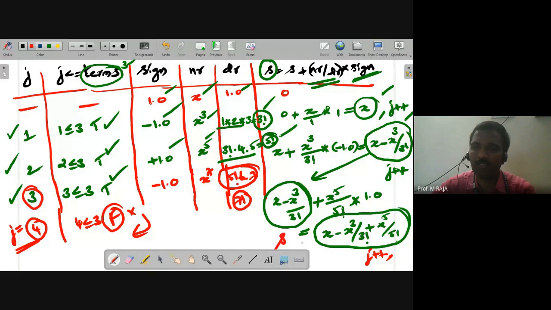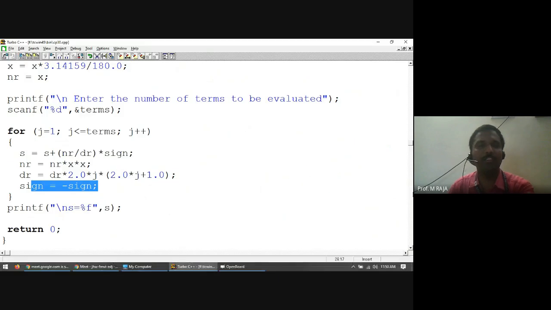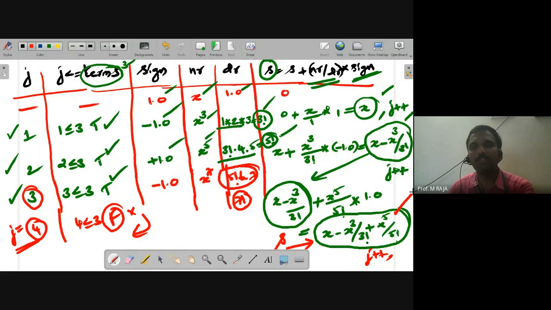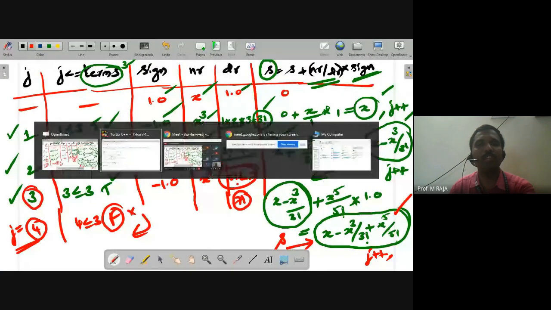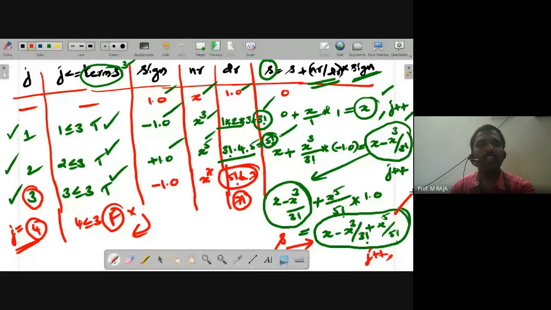Current s, right, this is the updated value: x minus x cube by 3 factorial plus x power 5 by 5 factorial. Since we have terms as 3, the first 3 terms in that sequence are x, x power 3 by 3 factorial, and x power 5 by 5 factorial, and we have the correct result. Similarly, when terms is equal to 5, the first 5 terms are evaluated; terms is equal to 10, the first 10 terms are evaluated; terms is 1, right, the first term alone, s is equal to x, gets evaluated.